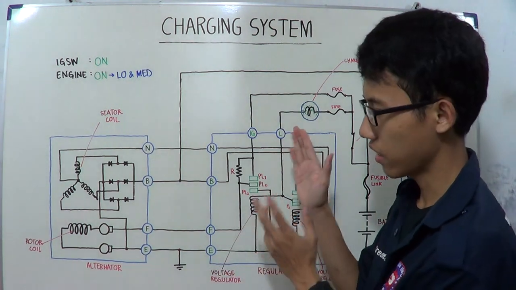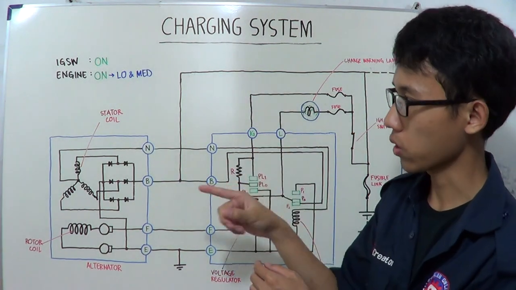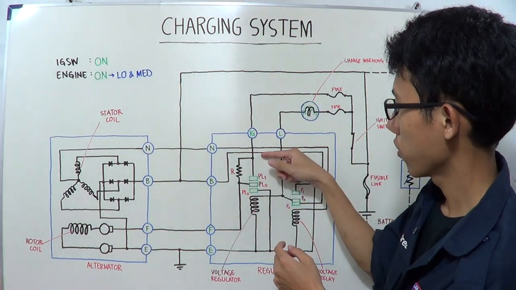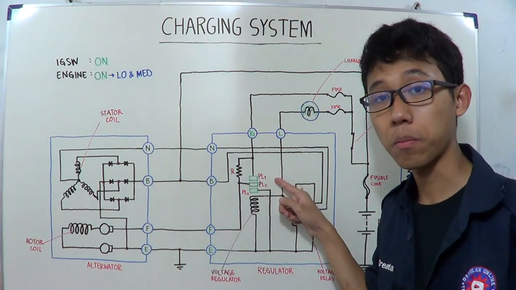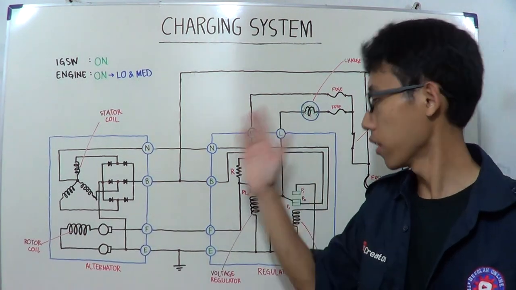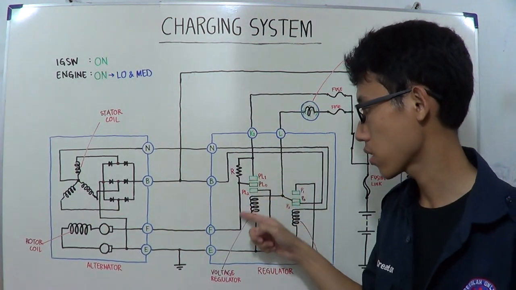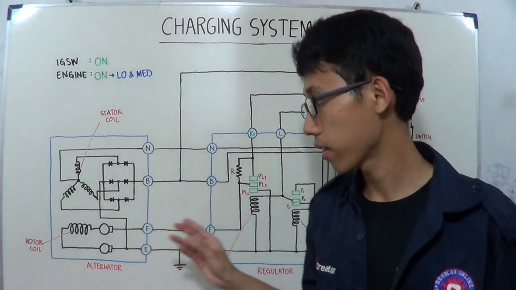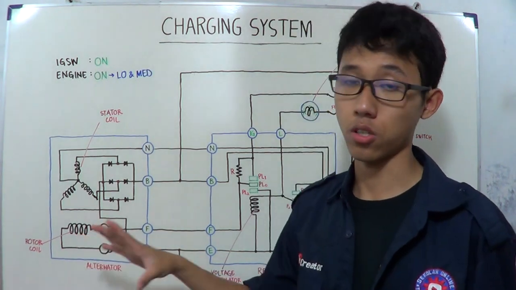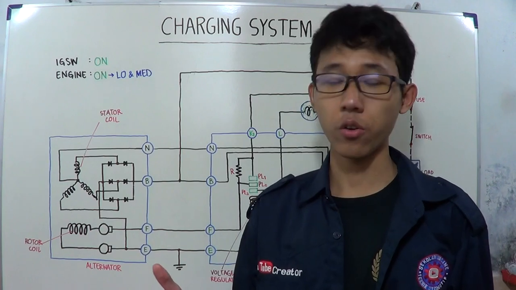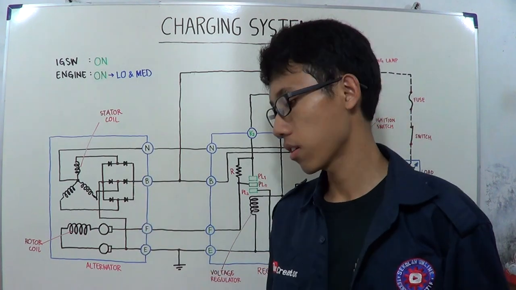Now, this is different from the previous condition, in which the electric current flows from PL1 to PL0. In this condition, the current flows through the resistor. Thus, the electric current that flows to the rotor coil is smaller than previously. Next, another circuit that is working in this condition.